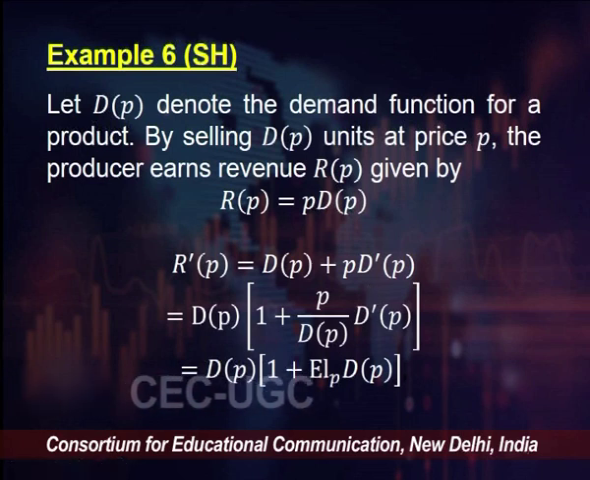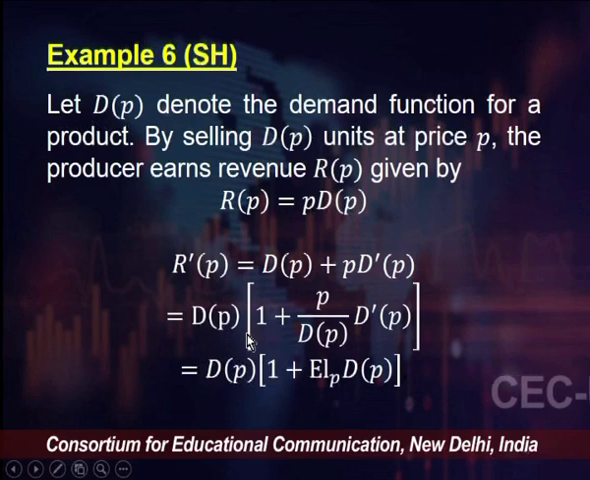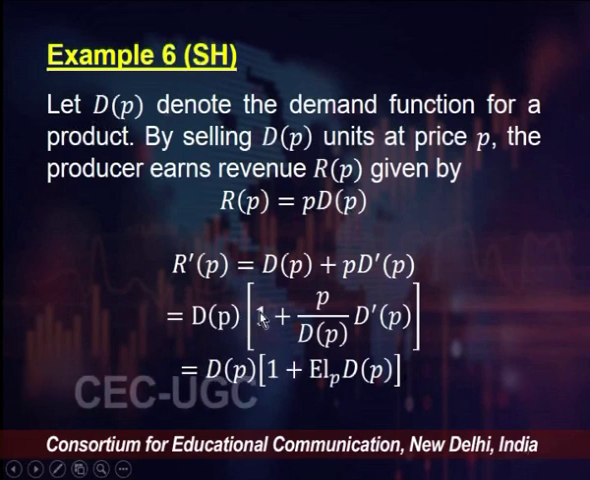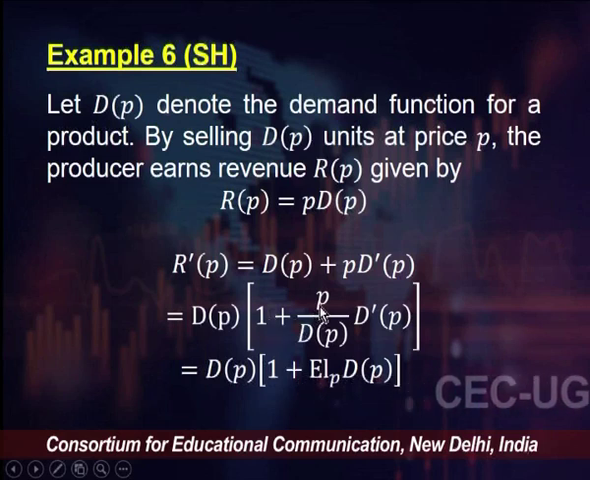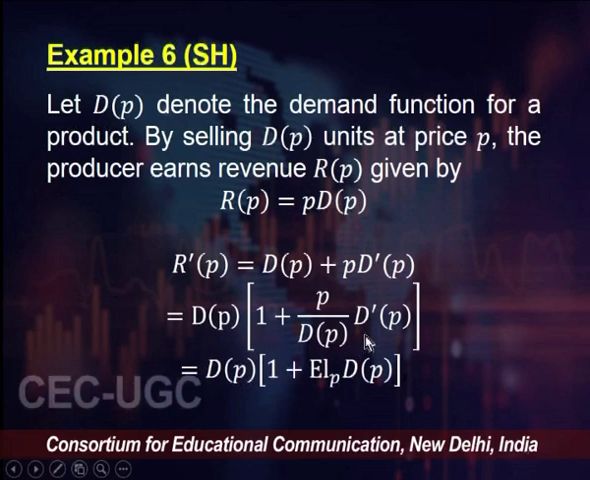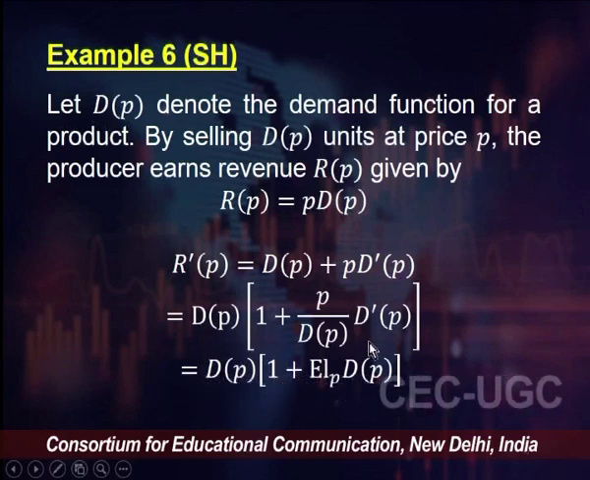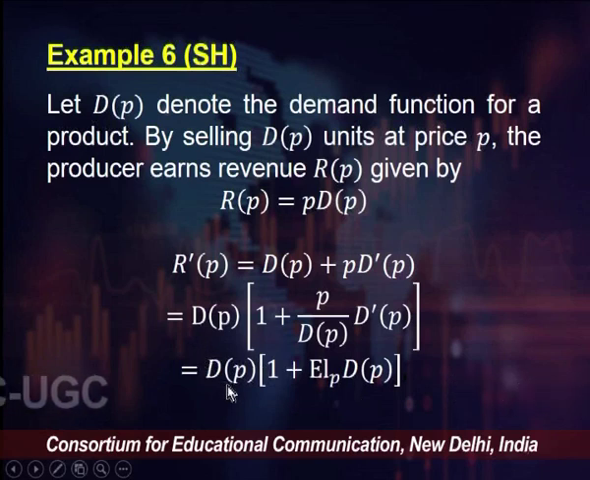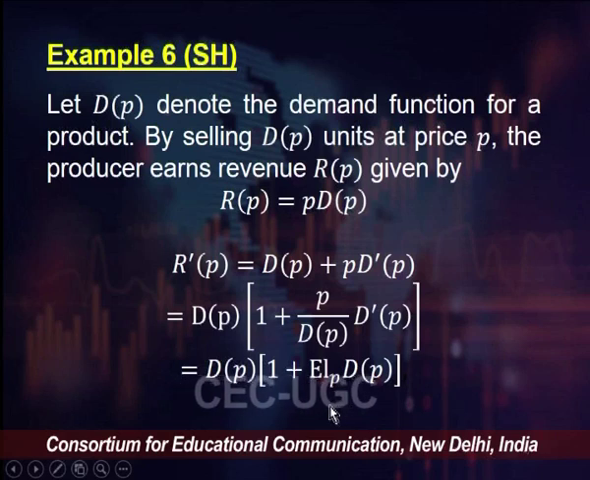p times D'(p) using the product rule. Now here I can take D(p) common. So the marginal revenue generated due to an increase in price can be written as D(p) times 1 plus p divided by D(p) times D'(p). And if you notice here, p divided by D(p) times D'(p) is nothing but the price elasticity of demand. So I can write R'(p) as D(p) times 1 plus the price elasticity of demand at p.